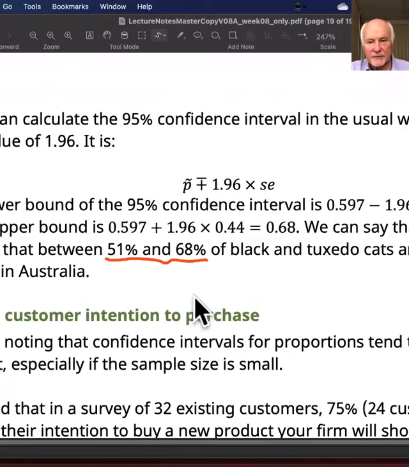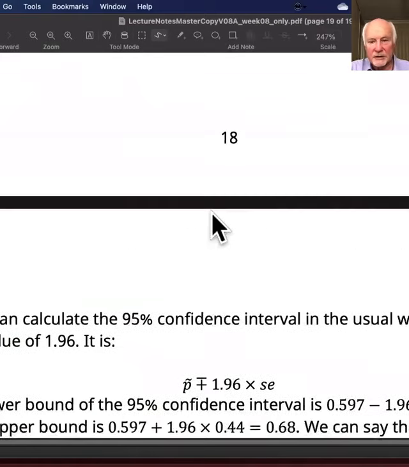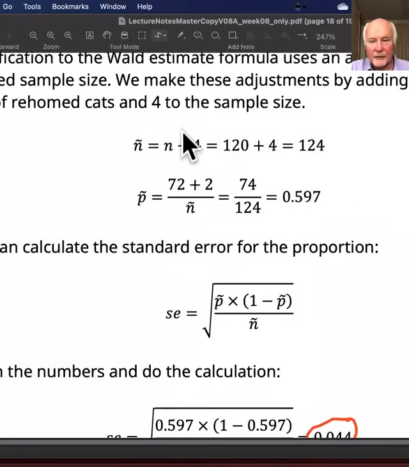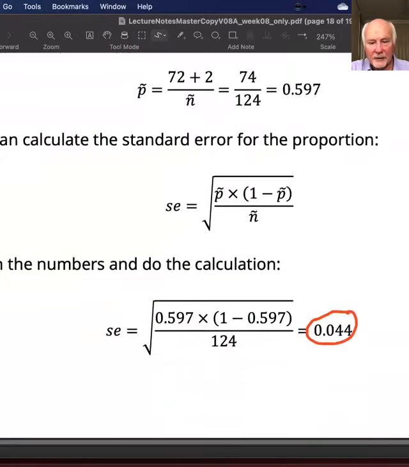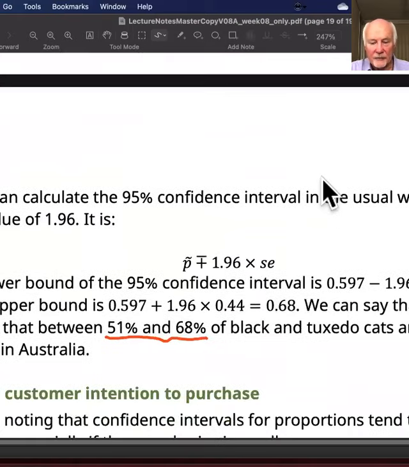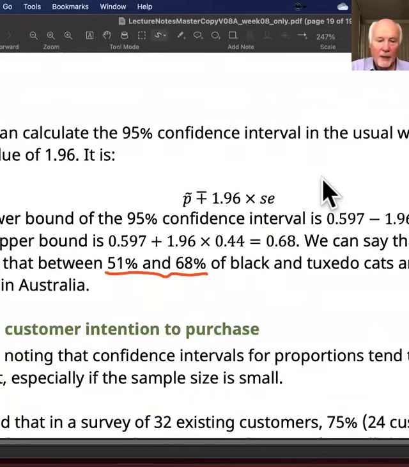So that's all there is to it. There's basically 2 things to remember. One is to do this little add 2 and add 4 adjustment, and then you just use the standard widely known formula for the standard error for proportions, and then you calculate the confidence interval in the usual way.